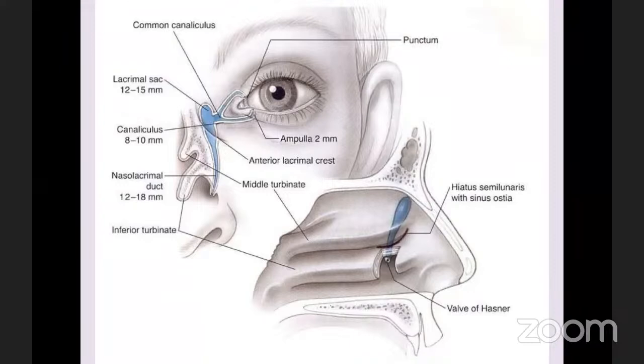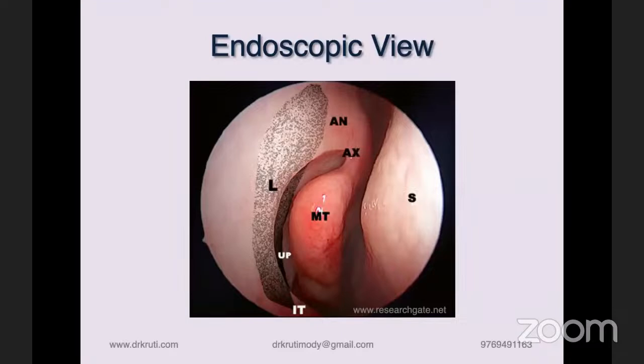Now in the second image, you can see that the nasolacrimal duct opens below the inferior turbinate. This location is important. Also, where the sac lies in the nose, that orientation is also important. This is the endoscopic view. So the central MT is the middle turbinate. The shaded portion where I've written L is the space where the lacrimal sac is located. On the right side is the septum, left side is your lateral part of the nasal cavity.